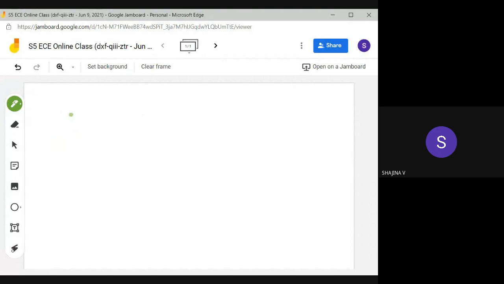So now I can draw my circuit. Conditions നിങ്ങൾ എഴുതിയിട്ടുണ്ടല്ലോ. First I have to draw the circuit for getting sum. Okay. So for getting sum, how can I draw my circuit?